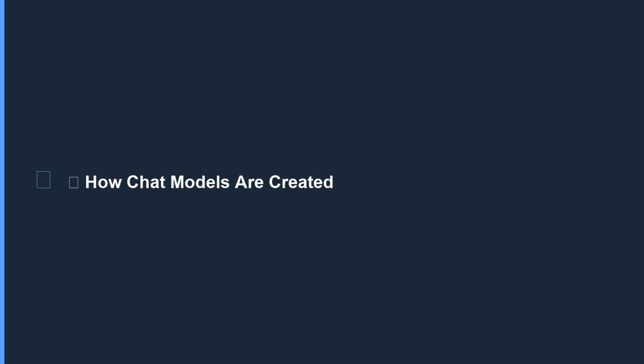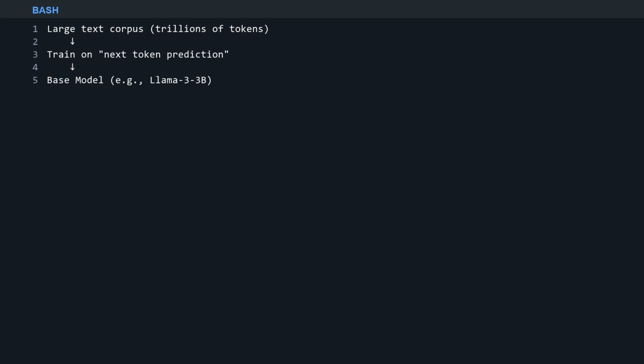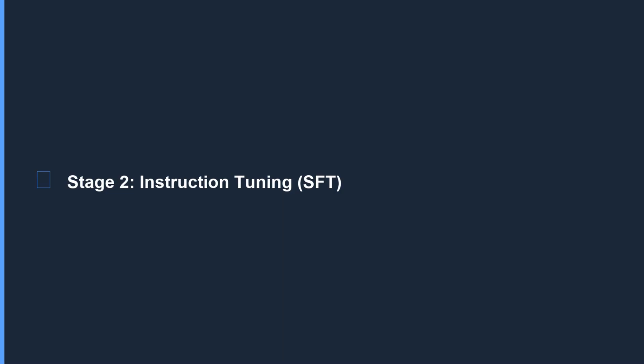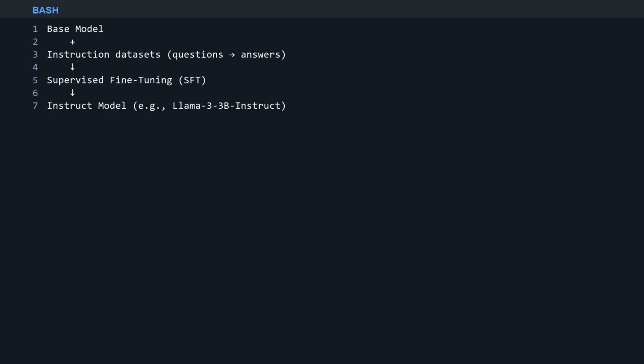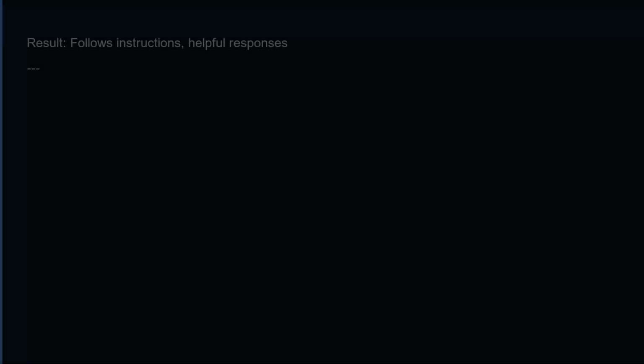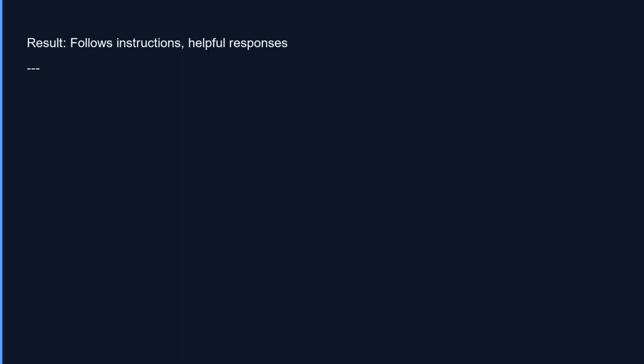Let's now look at how chat models are created. Let's now look at Stage 1, Pre-Training, Base Model. Here's the bash code for this section, starting with large text corpus, trillions of tokens. Result: great at language, poor at following instructions. Let's now look at Stage 2, Instruction Tuning, SFT. Here's the bash code for this section, starting with Base Model. Here's the JSON code for this section. Result: follows instructions, helpful responses.